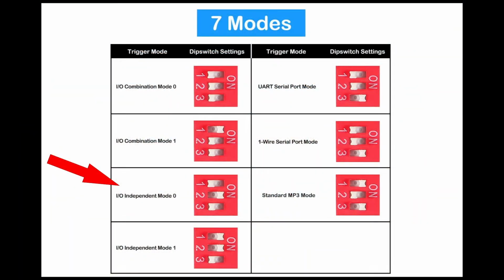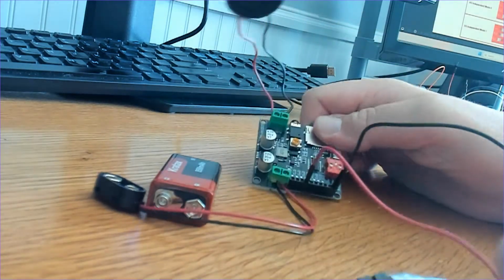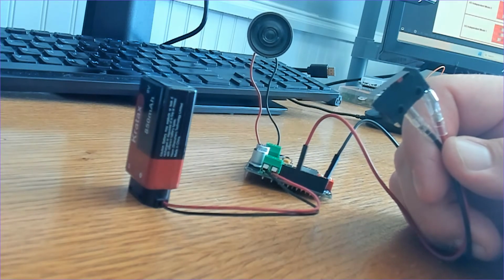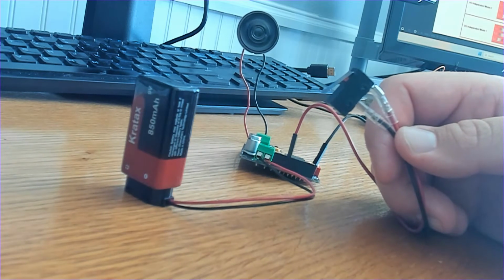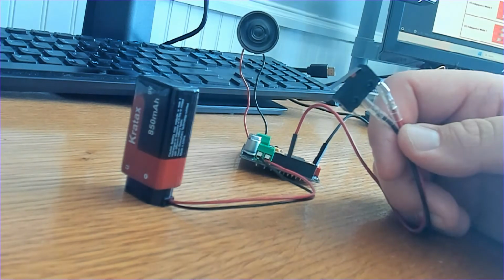Independent mode 0 allows each pin to independently control 8 songs. In this mode, 1 and 3 are off and switch 2 is on. Each pin is assigned a specific song, which allows you to play up to 8 different songs. And once the song starts, it plays to the end even if you release the pin.